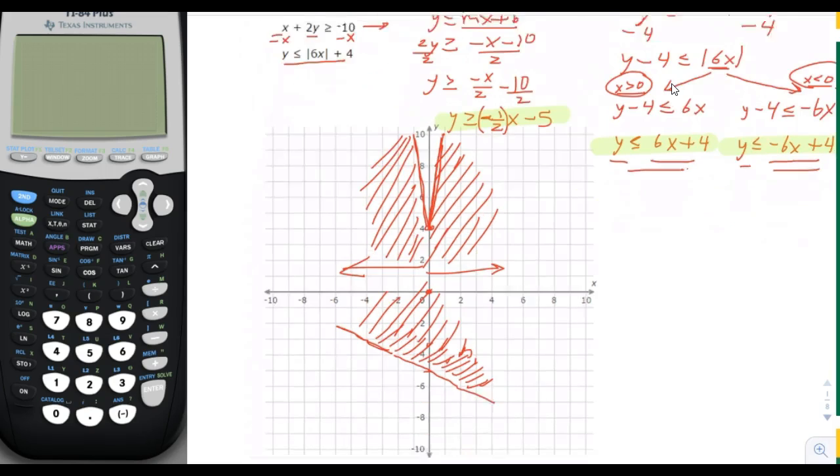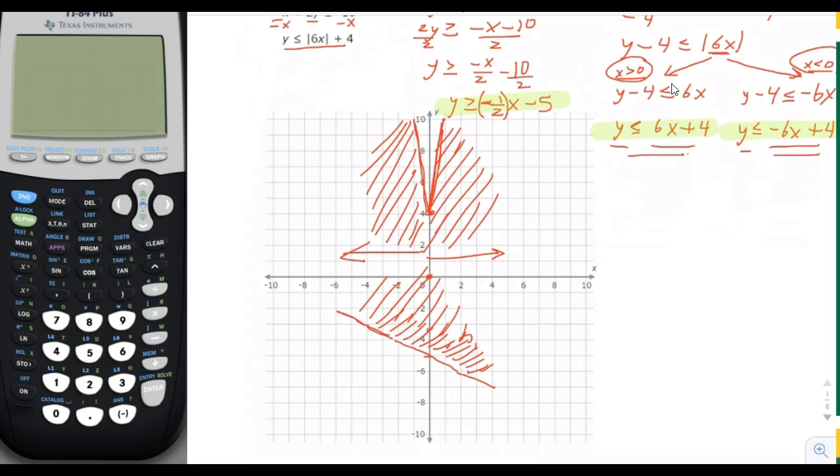Okay? So the whole region, if we consider both regions to be true, would be basically this whole region here that's shaded. Okay? All right.